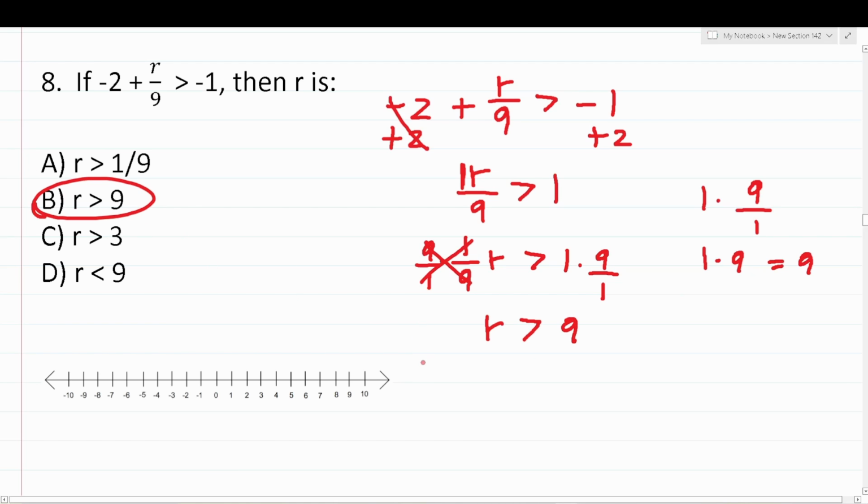And again, as you graph this, let's keep these things in mind. We know we're going to the numerical value 9 on the number line. And since we have a greater than symbol, we're going to use an open circle. This says r is all the values that are greater than 9. Well, what's greater than 9? 10 is greater than 9, so we know our arrow goes that way.